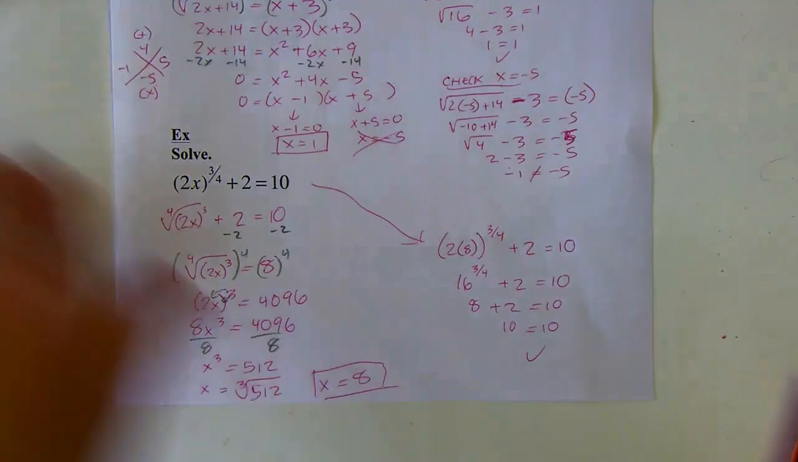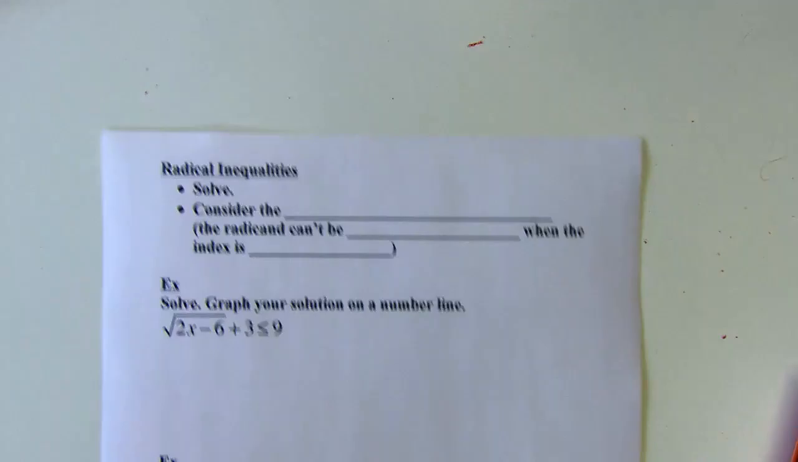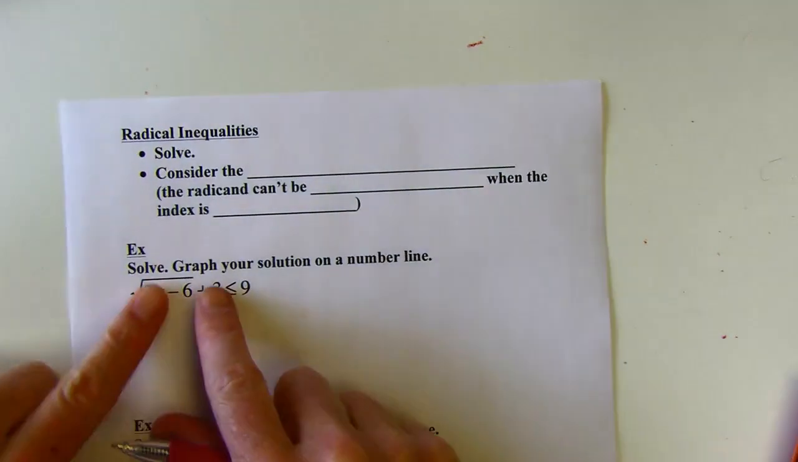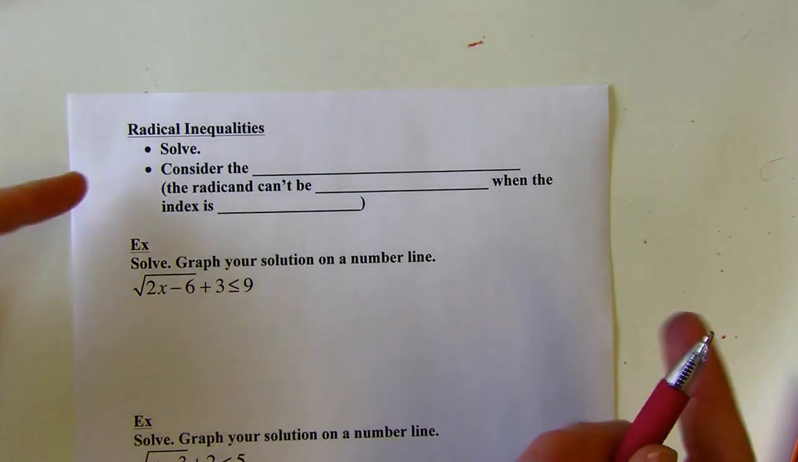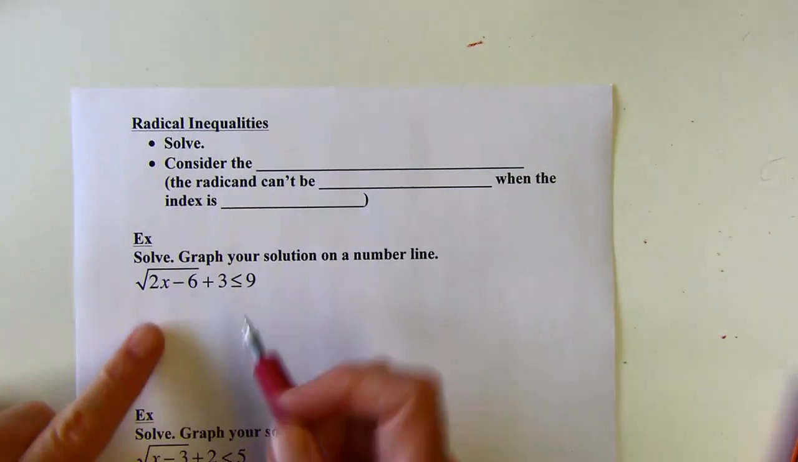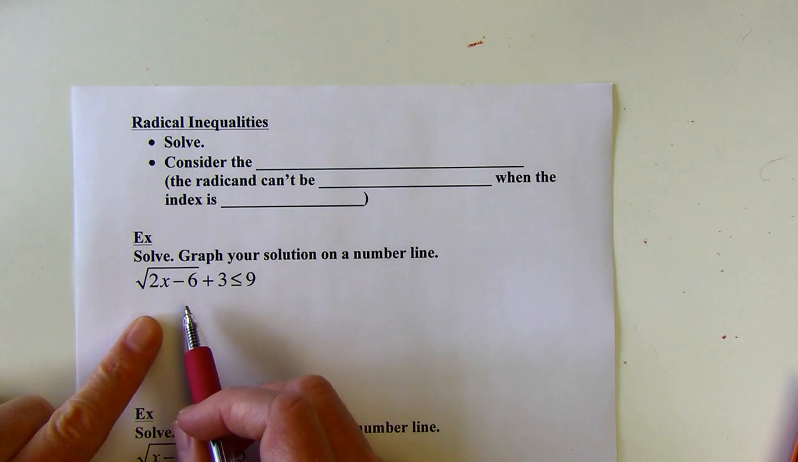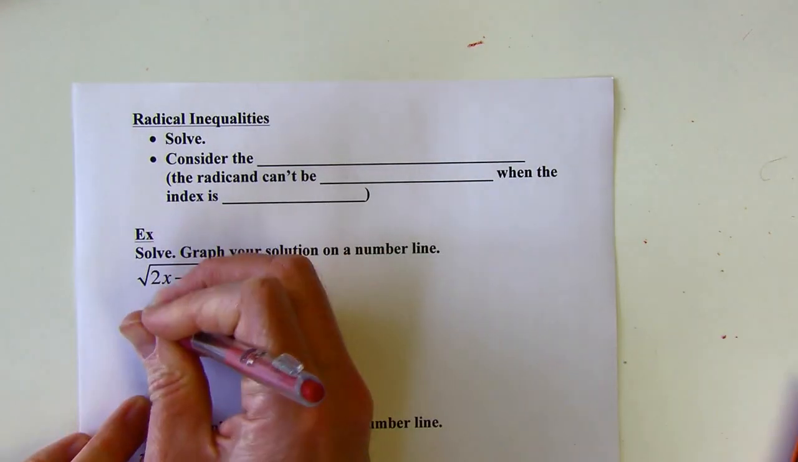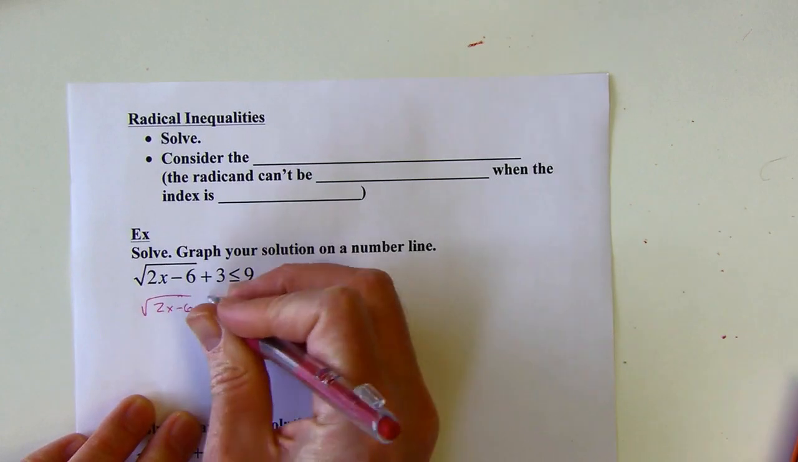All right, and then on the last page, let's look at some radical inequalities. Okay, so here's a radical inequality. It's just an inequality where there's a radical. Okay, so we want to solve this. So you would solve this in the same way you would if it were an equation. So first thing you'd want to do is isolate the radical. So I'm going to subtract 3 from both sides here.